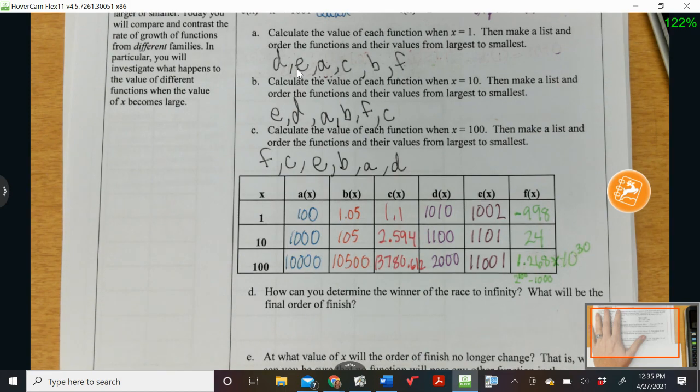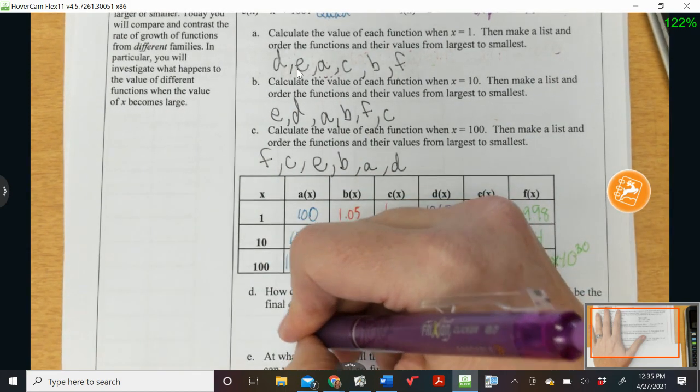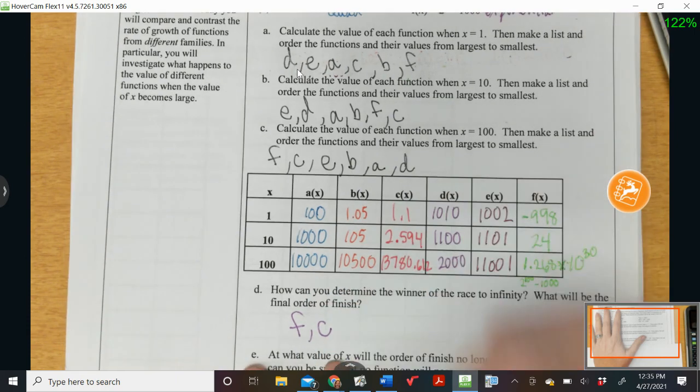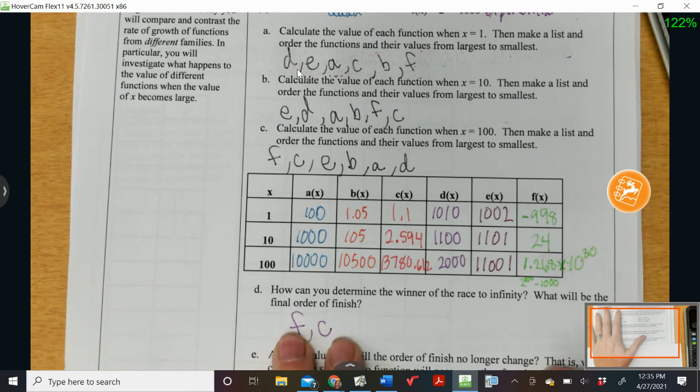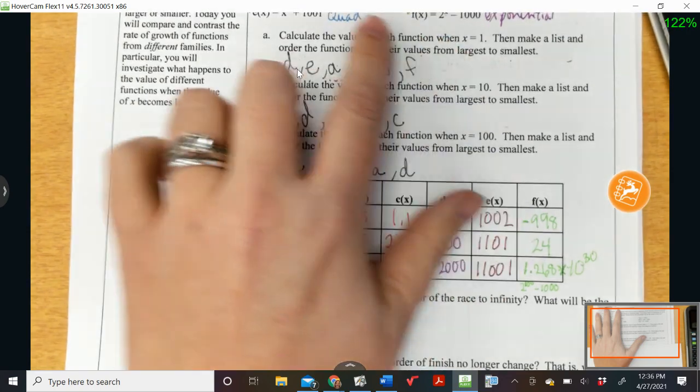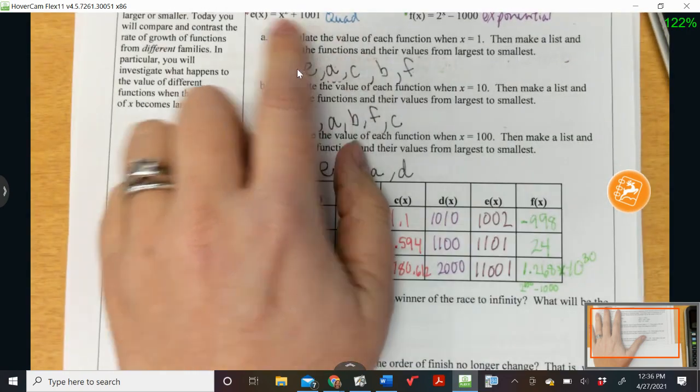The final order: F will win, C will be in second. And there's no infinity, but as far as getting there quickly, F is going to get there fastest. It is going to be larger as we plug in bigger and bigger numbers. And then my quadratic equations will be next.